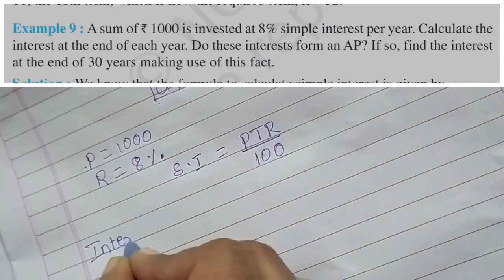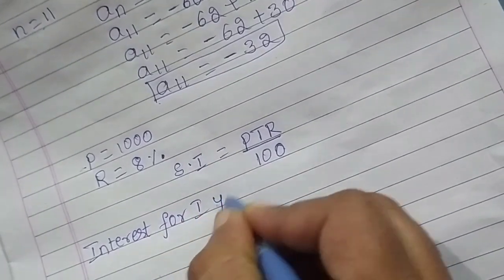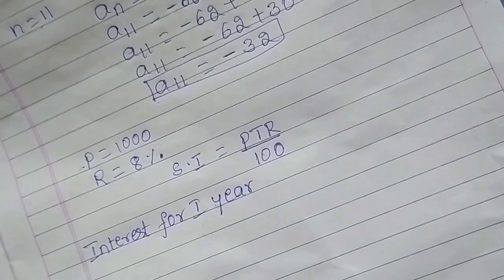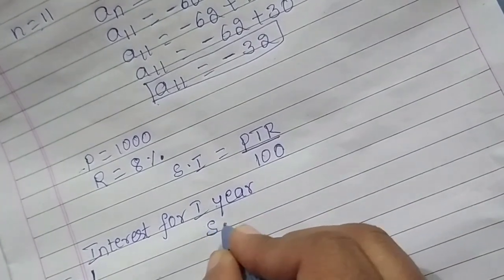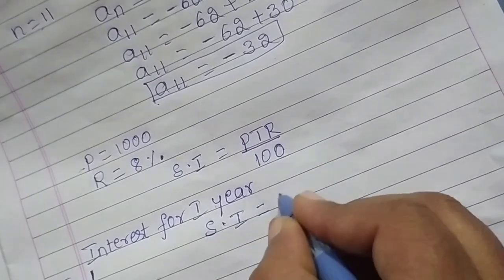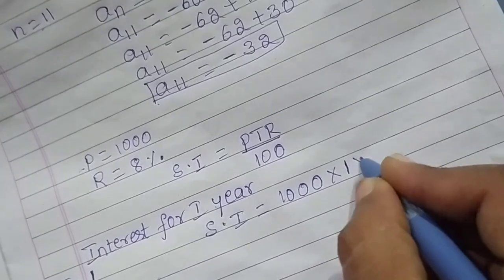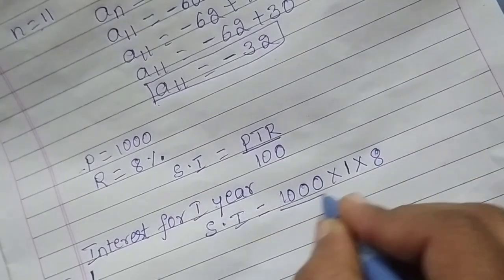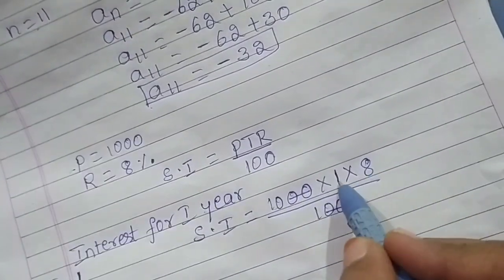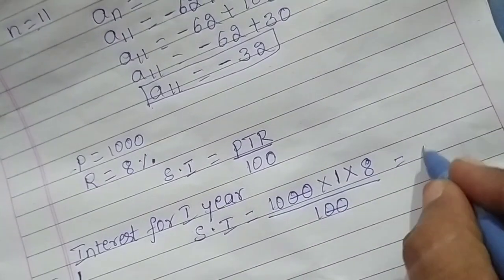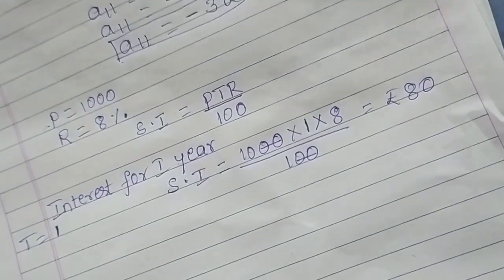Now I am going to calculate interest for the first year. Here time is 1 year. Let us substitute: simple interest is equal to principal 1000 into time 1 year, rate of interest 8 divided by 100. This 0 cancels, 8 ones are 8, 8 into 10. So you will get 80 rupees. Interest for the first year is 80 rupees.